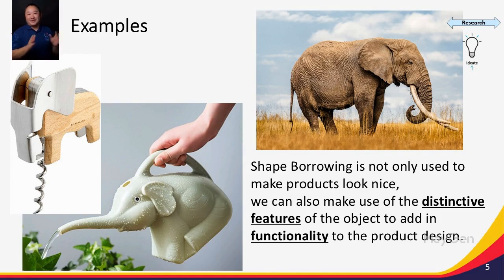For example, the long trunk of the elephant can be the spout of a watering can, or the lever to prop up an elephant-shaped wine opener. Just keep in mind that in our case, we are designing for a desk clock. Can the distinctive feature of your shape-borrowed object become a functional feature of your desk clock?